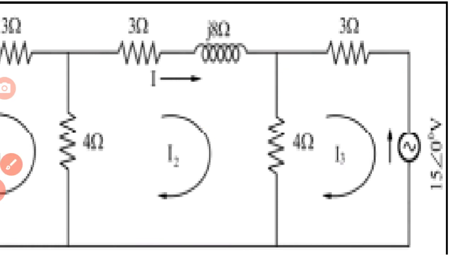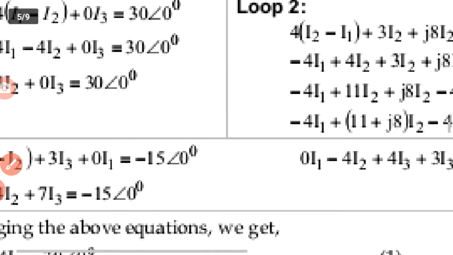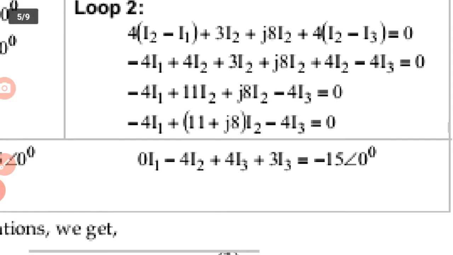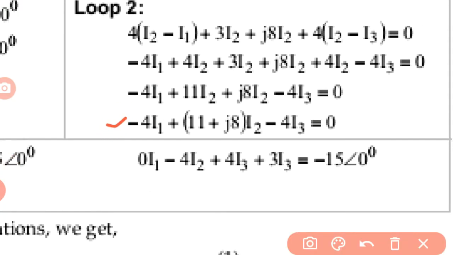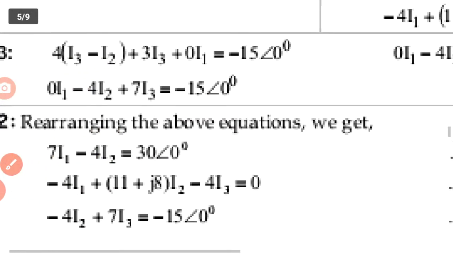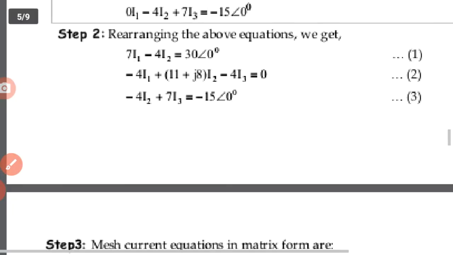That is again the second loop equation. Just look at this: minus 4 into I1 plus 11 plus j8 into I2 minus 4 into I3 is equal to 0. Again, write down the third loop equation: 0 into I1 minus 4 into I2 plus 4 into I3 plus 3 into I3 is equal to minus 15 angle 0 degrees.